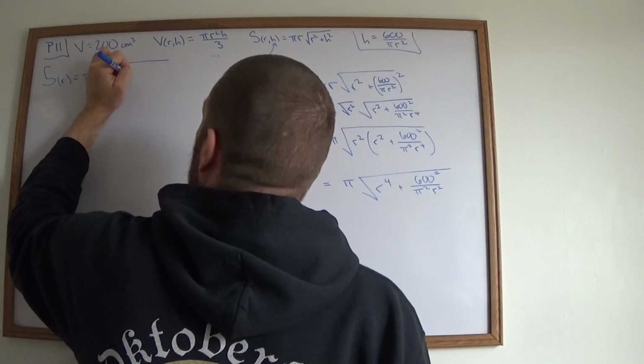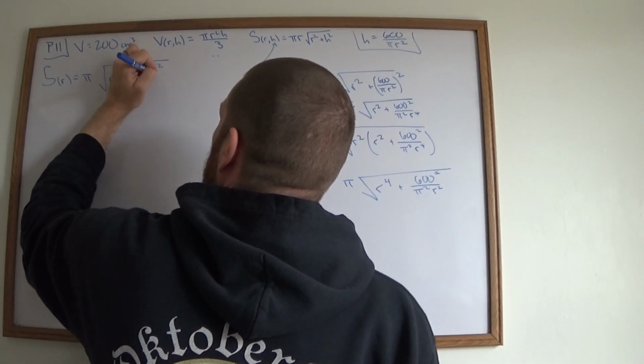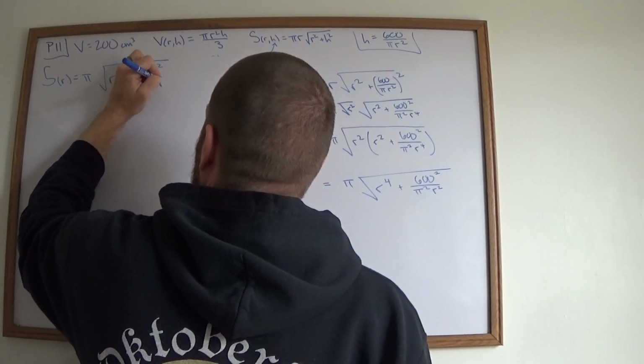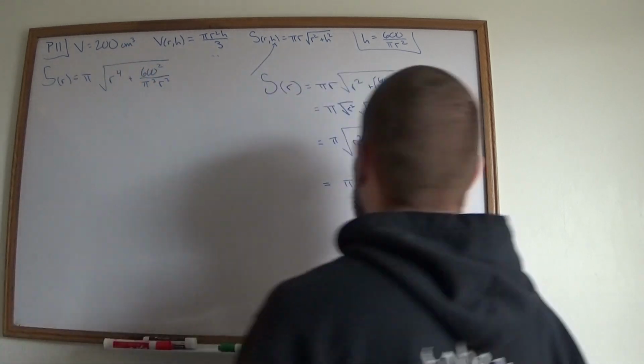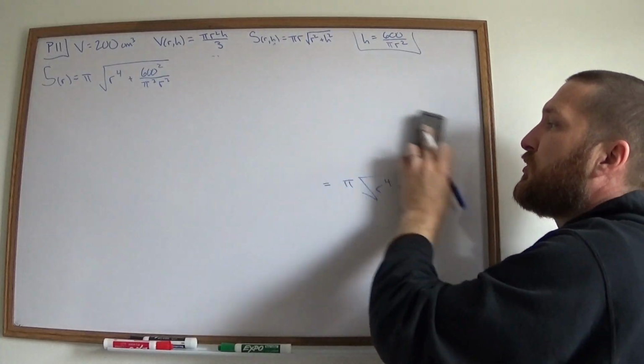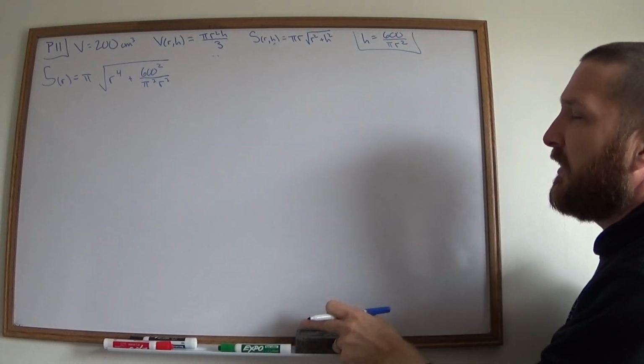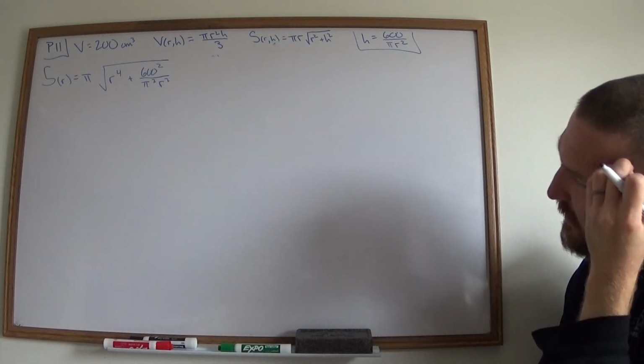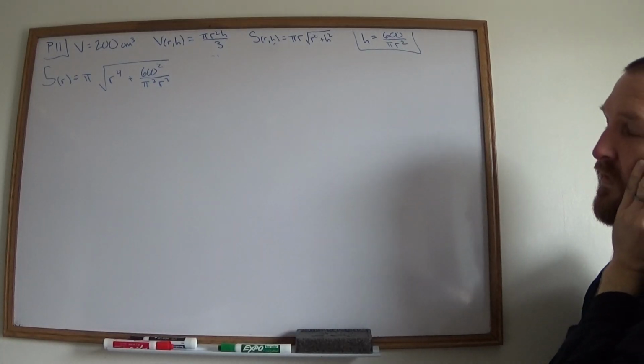R to the 4th plus 600 squared pi squared r squared. Okay, so that's my surface area. Now it's been dropped down into one variable thanks to our constraint. And it should be much easier to take the derivative of this guy.